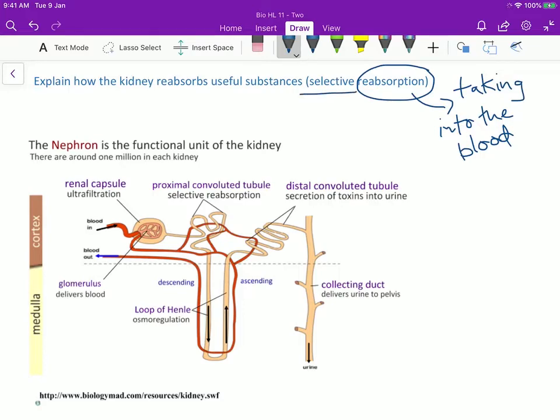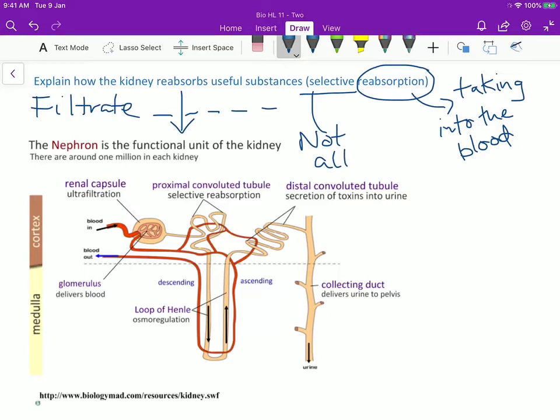And it's selective, so that means not all. So where's it taking things back into the blood from? Well, this is from the filtrate. The filtrate, the stuff that was filtered through the tiny slits, through the fenestrations of the capillaries and through the filtration slits of the podocytes in Bowman's capsule.